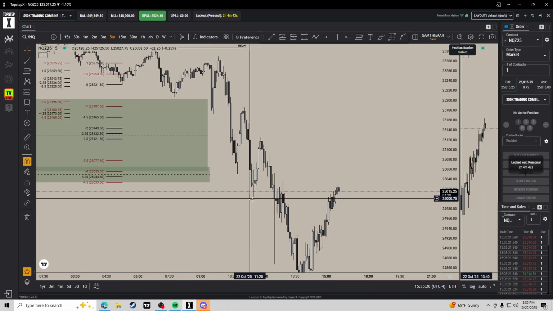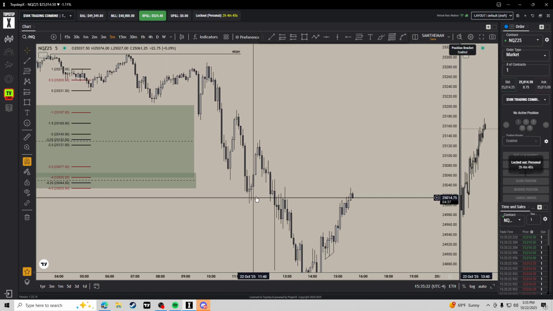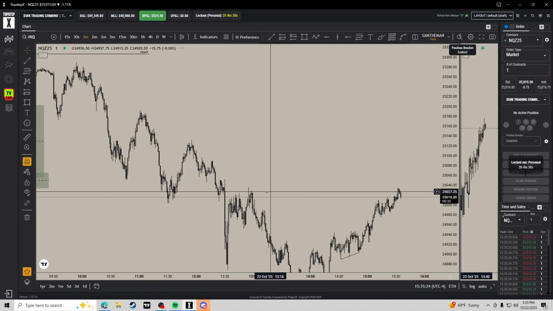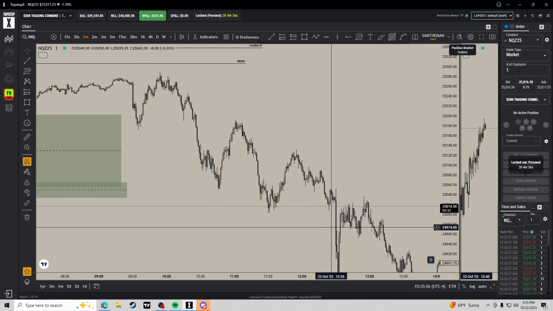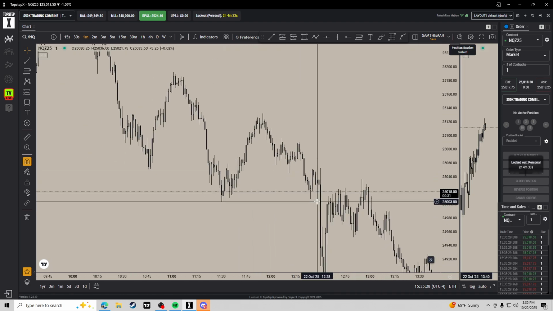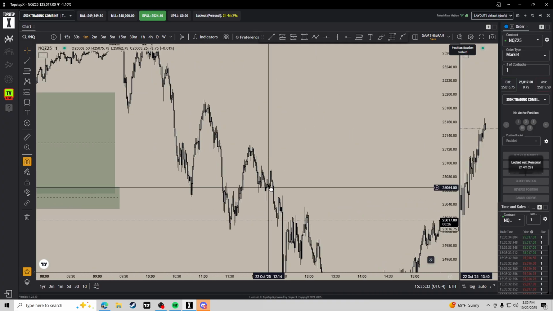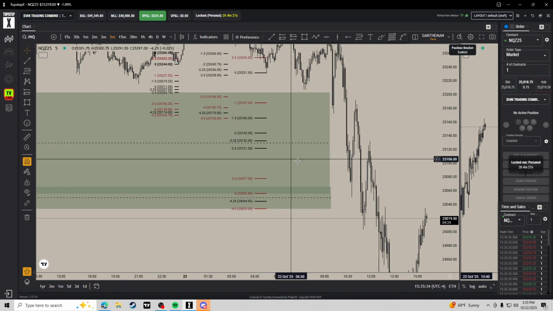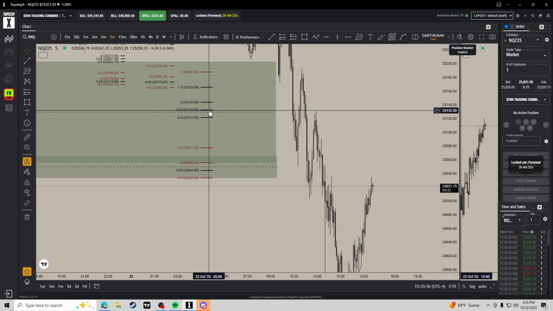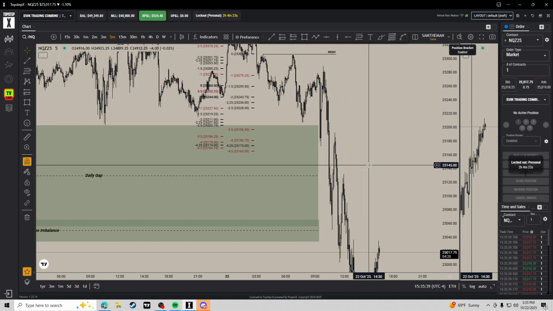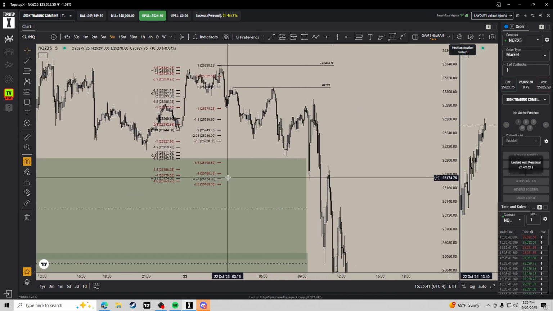So I took a practice trade off of this too. Once I saw this 5-minute close like that, I was like, okay, I'm pretty confident with that. And that's literally the trade I took. Okay. Yeah, so that one worked. That worked well. And then of course, this one worked pretty well too.